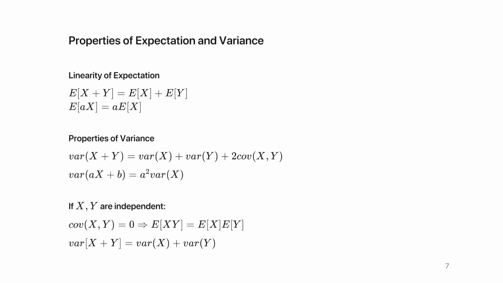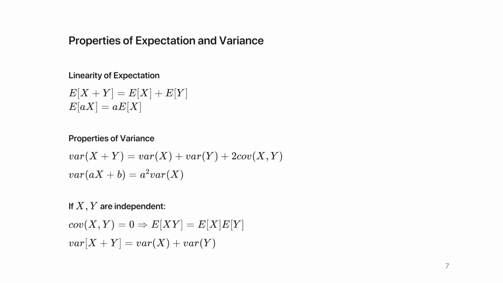And yeah, so for variance, variance of X plus Y is variance of X plus variance of Y plus 2 times the covariance of X and Y. So you'll notice there's an extra 2 times the covariance term that wasn't there when we were doing expectation. So if X and Y are independent, you can see down here that the covariance is 0. So that means that we can get rid of that 2 times the covariance term. And then we're just left with variance of X plus variance of Y.